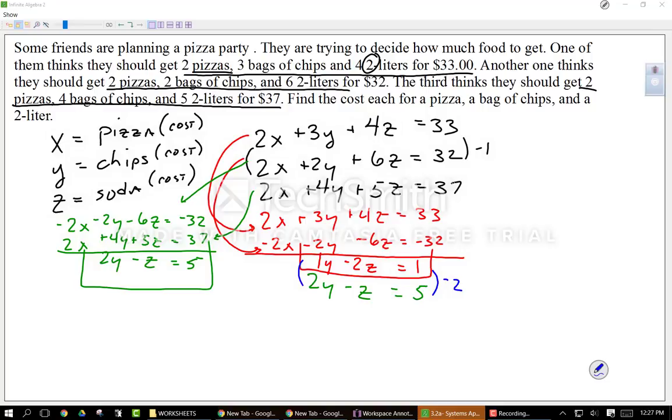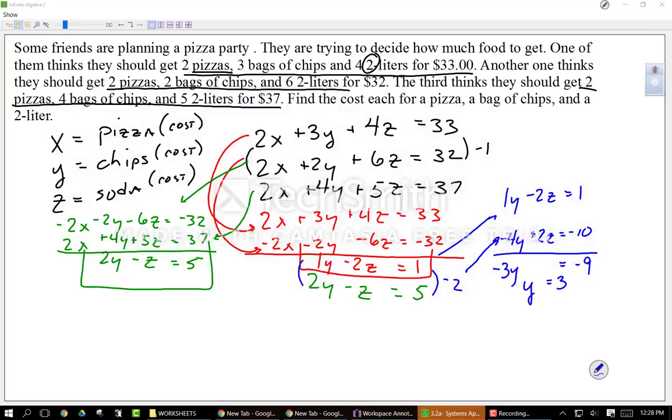So let's rewrite the one in red. I get 1y minus 2z equals 1. And then I'm going to multiply by -2. So negative 4y plus 2z equals negative 10. So now if you notice, my z's will cancel. So I get negative 3y equals negative 9, y equals 3. So coming back with that 3, what does 3 mean? That means how much each chip costs. Well, 3 doesn't tell me anything because we're talking about dollars in this instance, so it's $3 for each bag of chips.